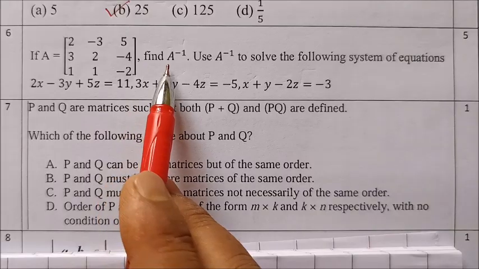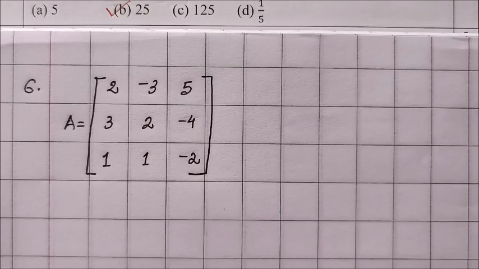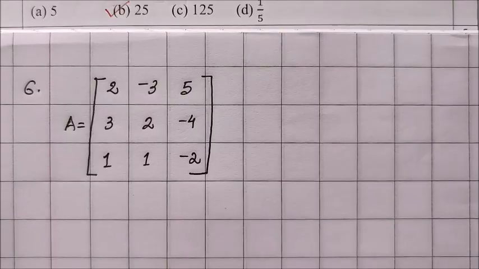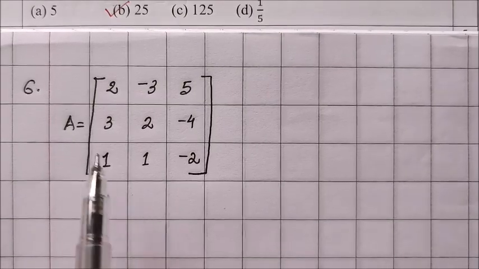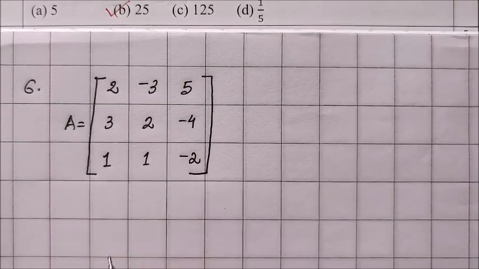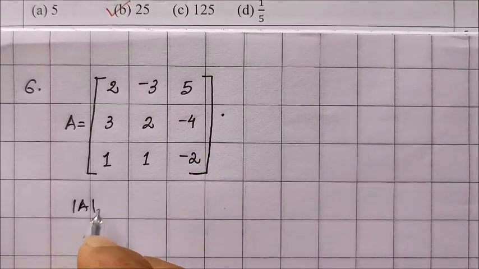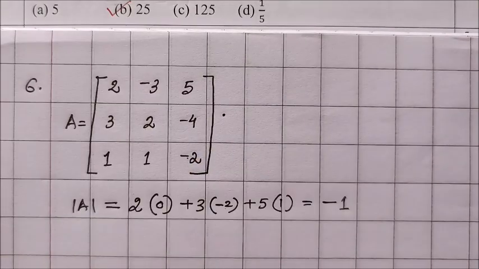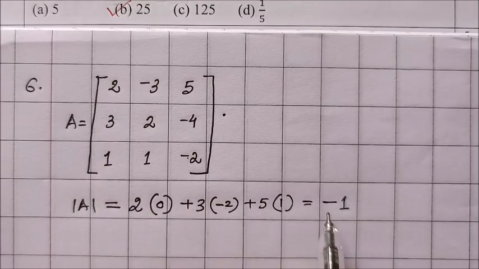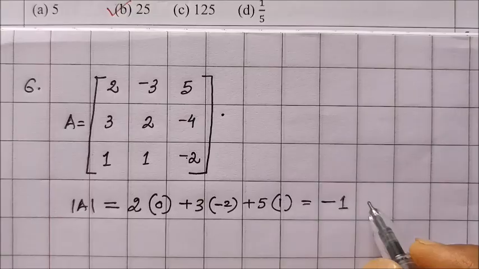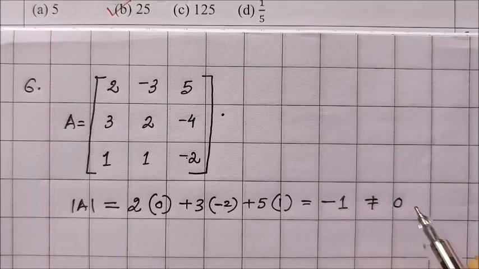First of all, we have to find A inverse. This is a 5 marks question, so I am showing you how you should represent it in the examination so that you can get the full 5 marks. First you write down the given matrix, then you write down its determinant value. I have expanded along the first row, and the value of the determinant comes out to be minus 1, which is not equal to 0.